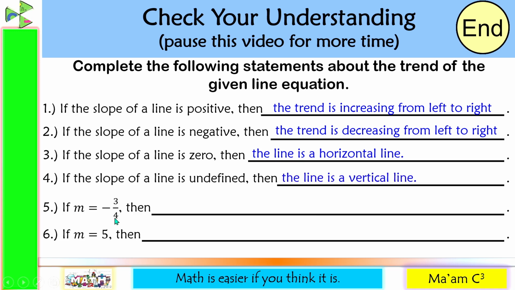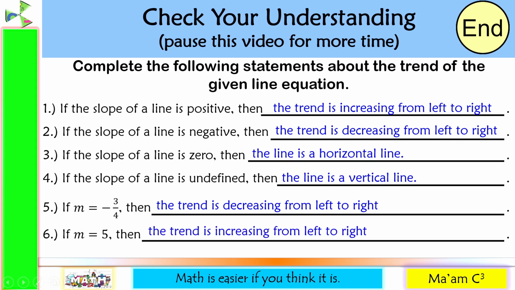Number 5, we are given a slope and it is negative. Therefore, the trend is decreasing from left to right. And number 6, we are given a slope and it is positive. Then the trend is increasing from left to right.